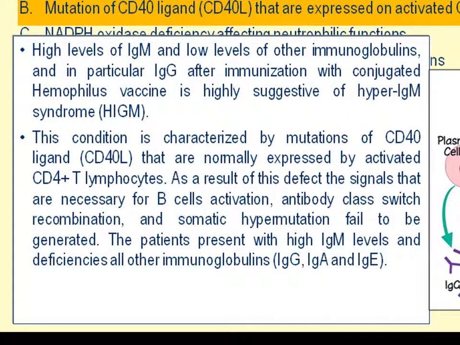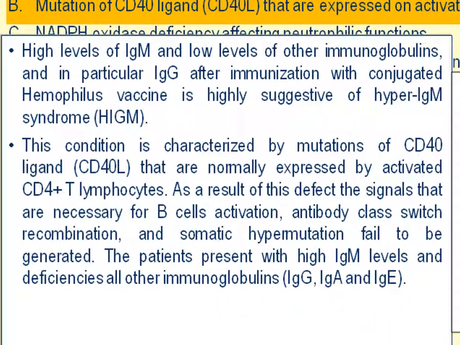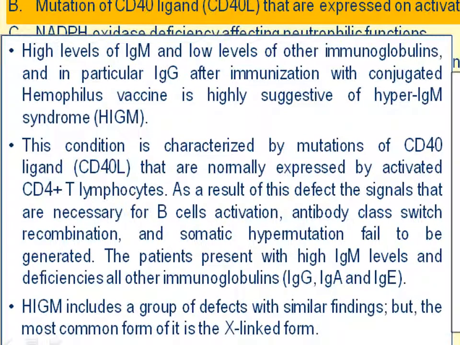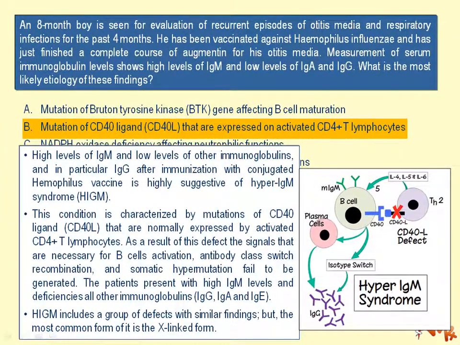This condition is characterized by mutations of CD40 ligand that are normally expressed by activated CD4 T lymphocytes. As a result of this defect, signals that are necessary for B-cell activation, antibody class switch recombination, and somatic hypermutation fail to be generated. The patients present with high IgM levels and deficiencies of all other immunoglobulins such as IgG, IgA, and IgE. Finally, I want you to know that HIGM includes a group of defects with similar findings, but the most common form of it is the X-linked form of hyper-IgM syndrome.